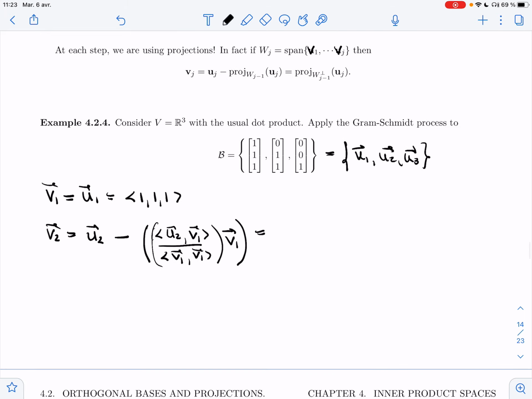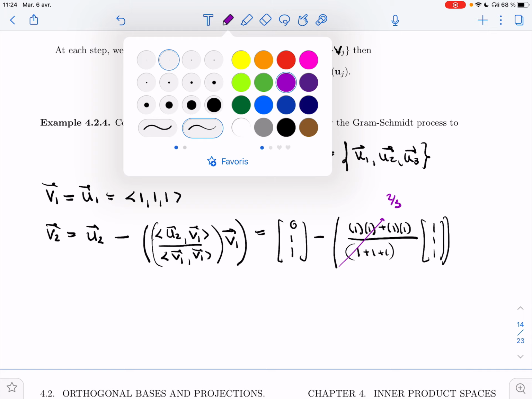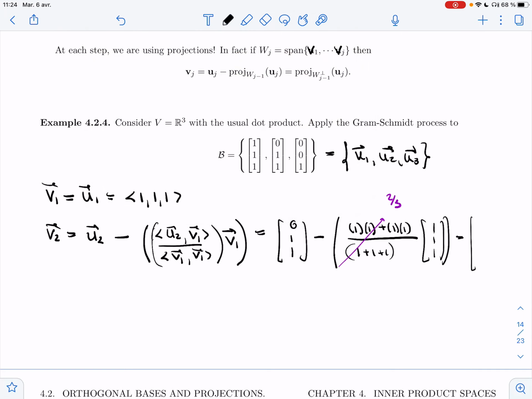U2 is 0, 1, 1. I'm going to subtract the dot product of these two vectors, that's 1 times 1 plus 1 times 1, and divide by V1 dot V1, which is 1 plus 1 plus 1, so that's 3. And I'm going to multiply this by 1, 1, 1. So this here is 2/3. And so I'm going to take minus 2/3 times 1, 1, 1, which gives V2 equal to minus 2/3, 1/3, 1/3.